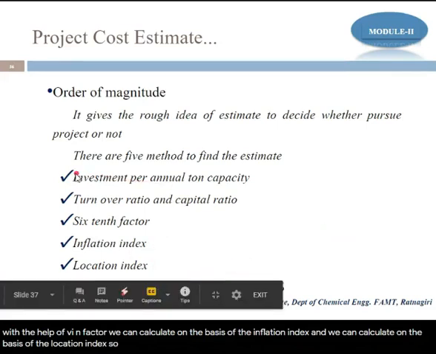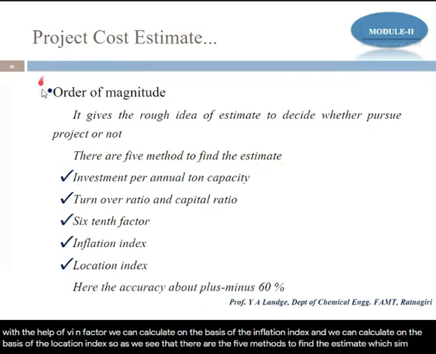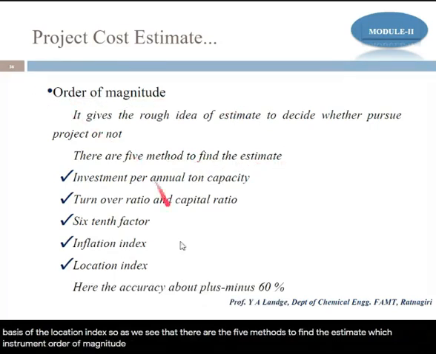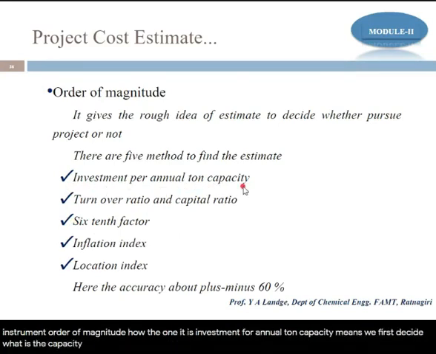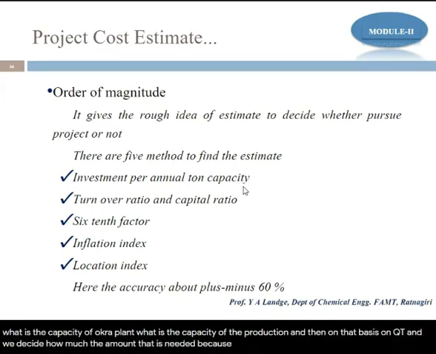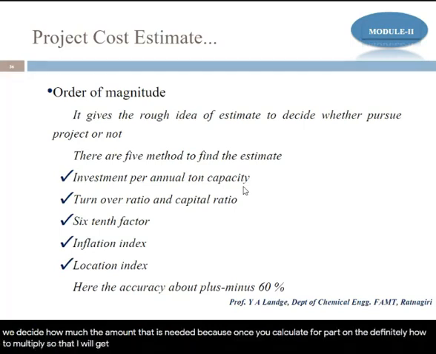So as we say, there are the 5 methods to find the estimate. Which estimate? Order of magnitude. How? The first is the investment per annual ton capacity, which means we first decide the capacity of our plant, the capacity of production, and then on that basis, per ton, we decide how much amount is needed. Once you calculate for 1 ton, then you multiply to get it for 2 tons, 3 tons and so on.